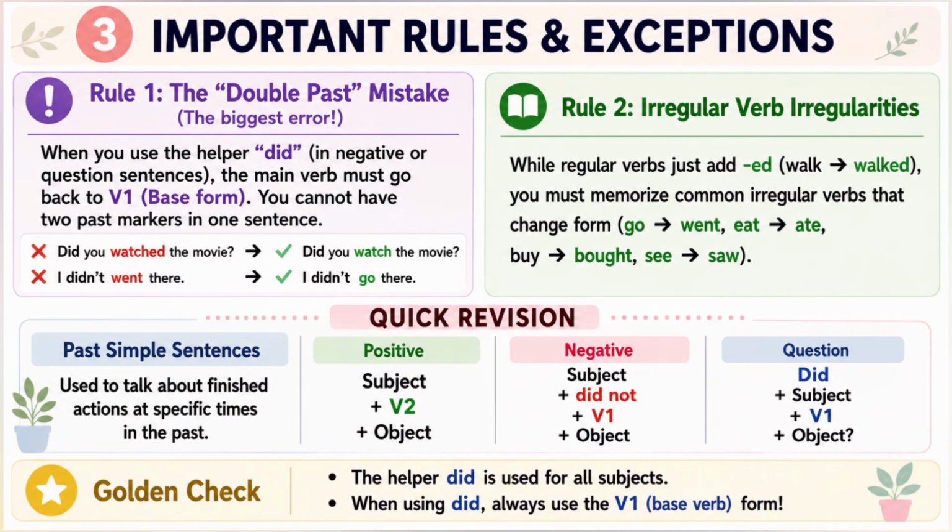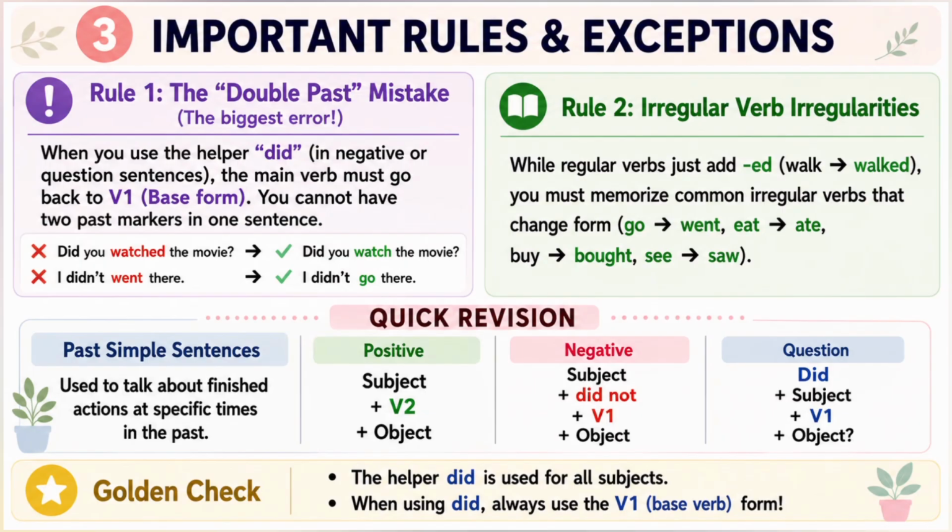Now let's learn some important rules and exceptions. Rule number 1 is the double past mistake. When you use the helping verb did in negative or question sentences, the main verb must always go back to verb 1, the base form. You cannot have two past markers in the same sentence.